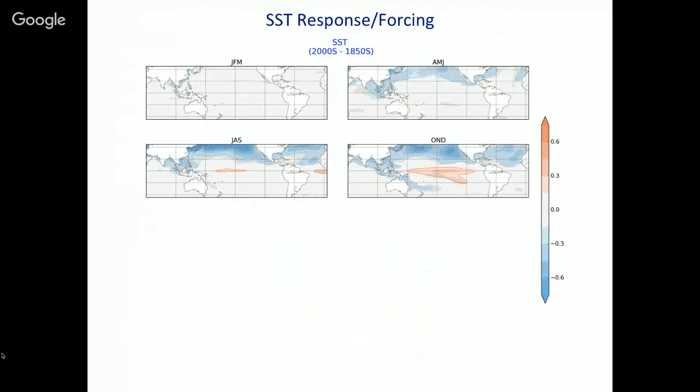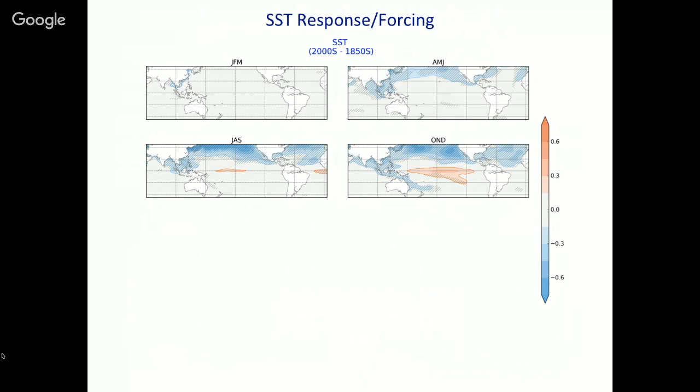Now let's look at the SST response, which is what we are mostly interested in. It's again in the same format. So it's the first 3 months, after that, and after that. Let's look at first only the cooling response. In the first few months, January, February, March, there is a small response which is very local to where most of the forcing is, and then it spreads out. It becomes stronger, strongest in the summer season, and again starts to die down here.